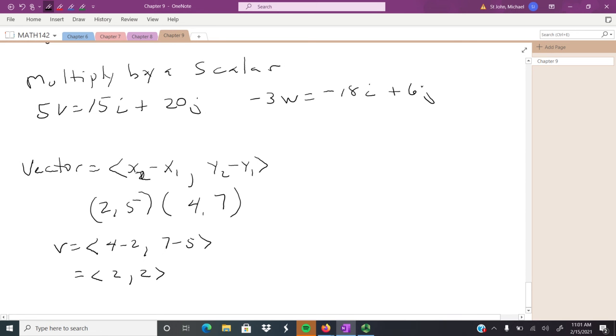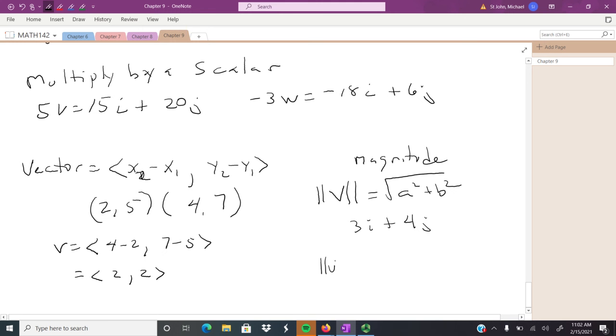And then the magnitude of a vector, which really is how big is it, the magnitude of V is going to be the square root of a squared plus b squared. So if I do my vector, which I had before, which was 3i plus 4j, then the magnitude of V is going to be the square root of 3 squared plus 4 squared, which will be 5.